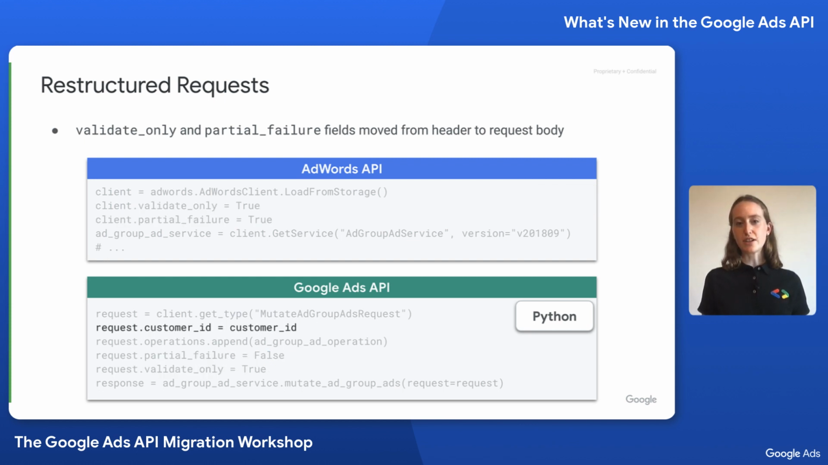You can see here as well what I meant about the customer ID field. We use this to pass the ID of the child account we want to modify directly into the request body. The login customer ID header would instead contain the ID of an account that manages this customer.